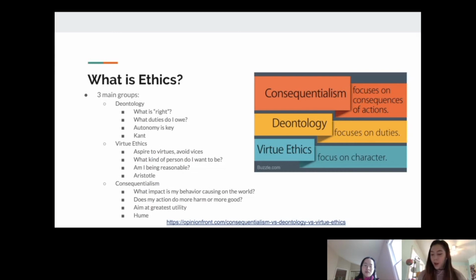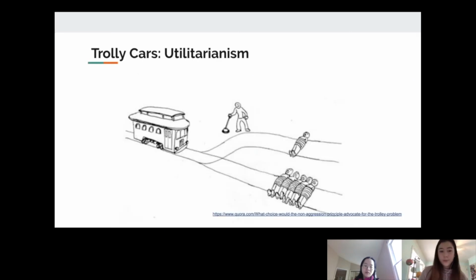Finally, we have consequentialism. Consequentialism has a few different forms. One of them is proposed by David Hume. It focuses on what impact your behavior has upon the world. Is this action causing more harm or more good? In essence, consequentialism aims to do what is useful for society. In particular, we're going to talk about a subset of consequentialism called utilitarianism.